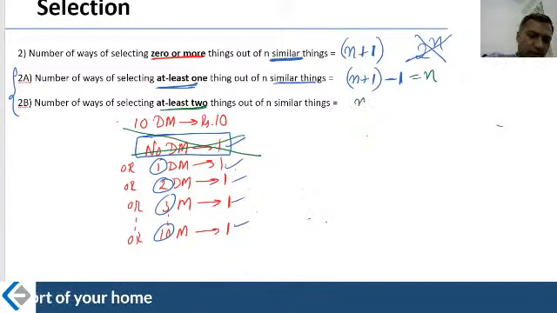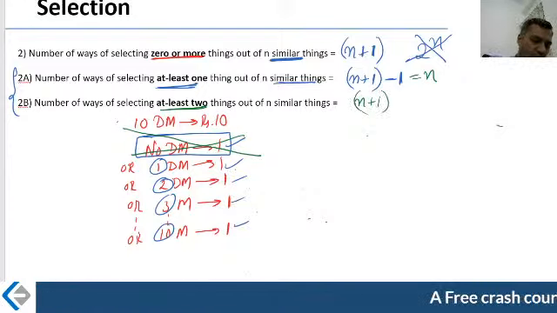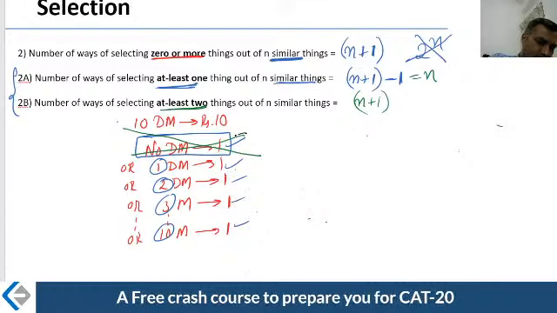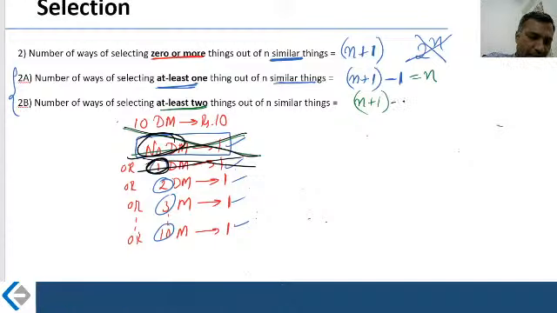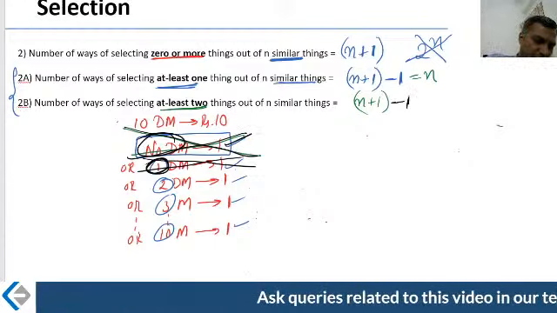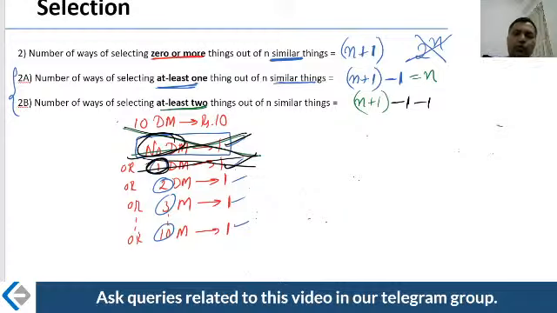How do you do at least 2 things? N plus 1, what is this total? What you don't want? You don't want the first case, and you also don't want this particular case. One selection of one dairy milk also you don't want; no dairy milk you would want. Also one dairy milk you want to reject. Therefore minus 1 for the first case, and another minus 1. Two times you will do minus 1 this time. Therefore the answer would have become n minus 1.